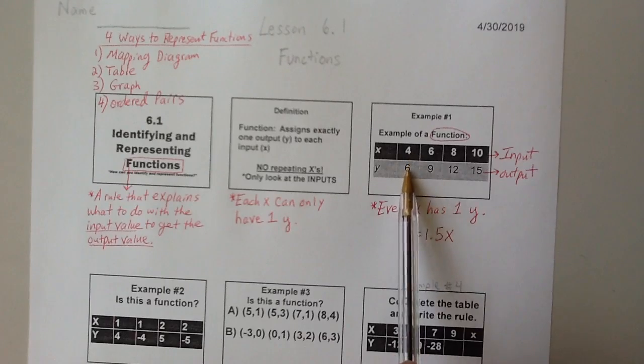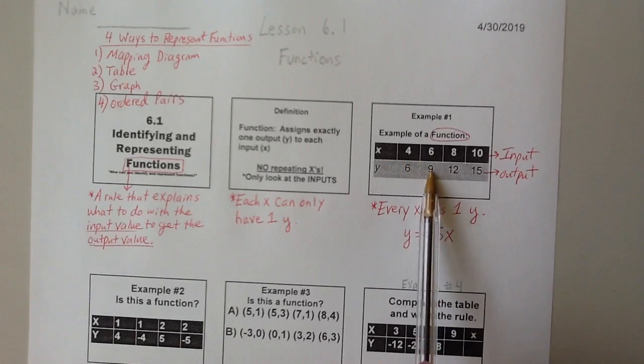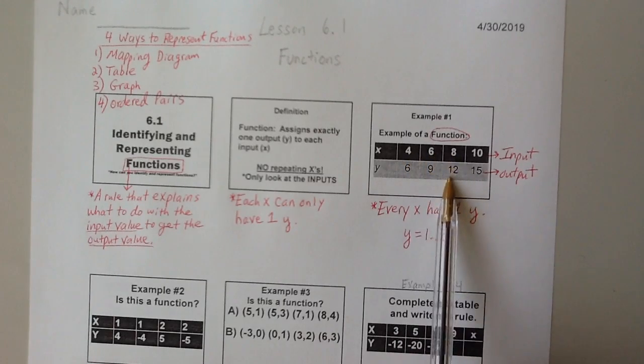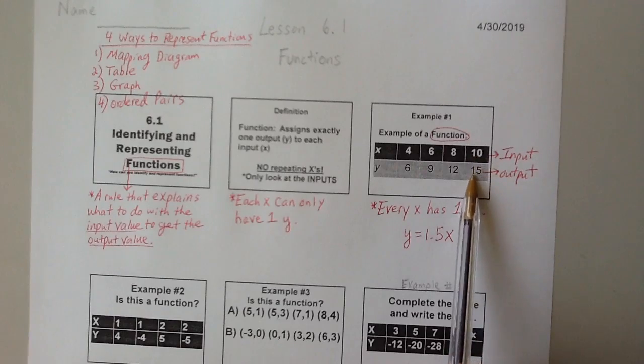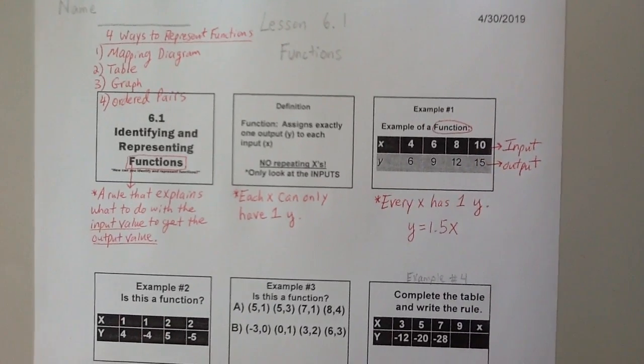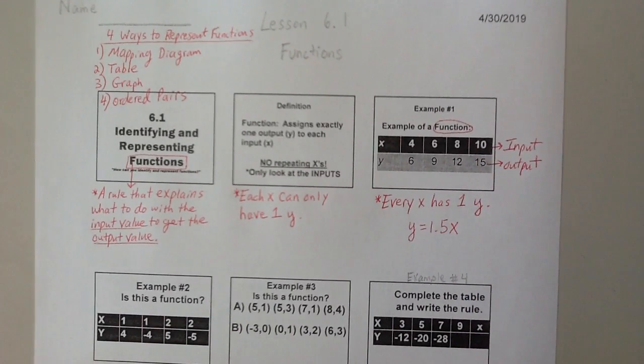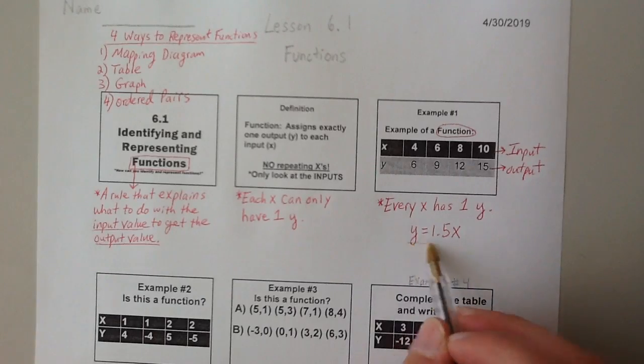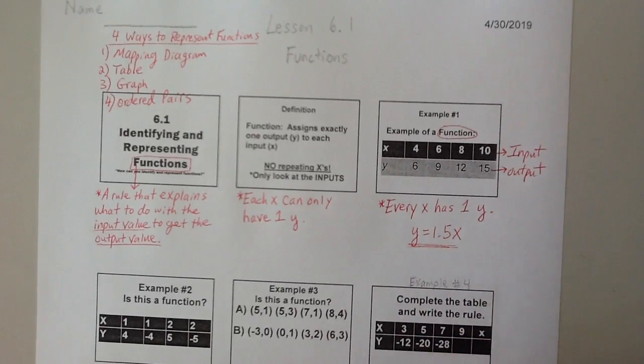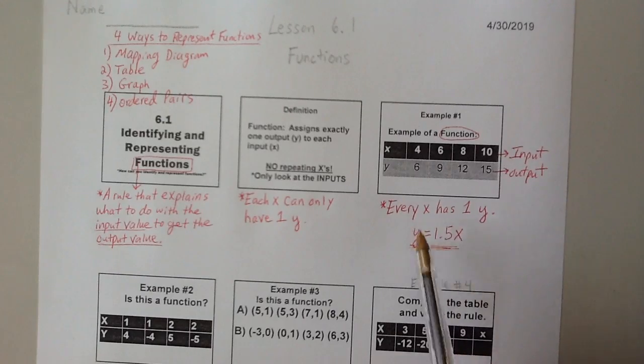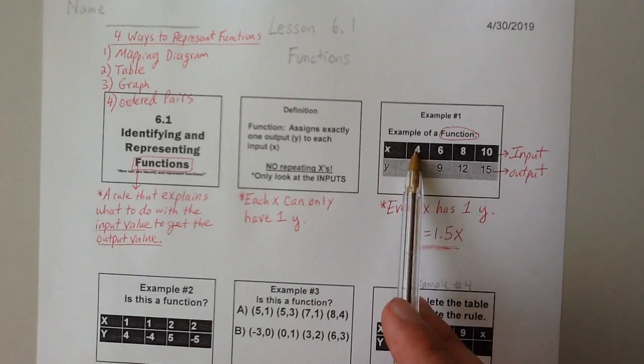You put 4 in, you get a 6. You put 6 in, you get a 9. You put 8 in, you get a 12. You put 10 in, you get a 15. And so if we were to write a rule to represent this function, we would write this. Y equals 1.5x. Write that down. This is the rule to represent this function.